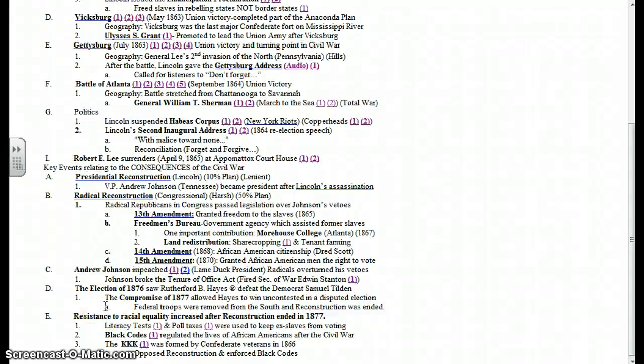Unit 6, Section 3, key events related to the consequences of the war. I want to talk about Andrew Johnson's impeachment.